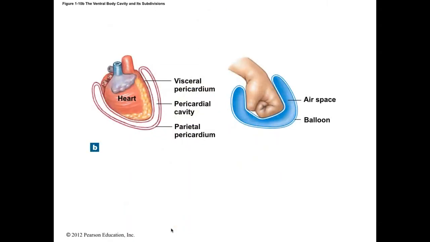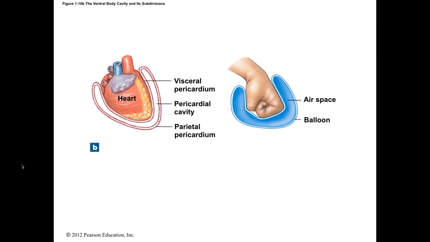So what we need to know about this, there are two important terms that I want you to understand: visceral and parietal. On the left, surrounding the heart, you see that it says visceral pericardium, and on the bottom left, it says parietal pericardium. Well, look at the picture on the right. You see the fist is pushing into the balloon. The layer that comes into contact with the fist is called the visceral layer. And then the layer off to the right, where it says balloon, that would be the parietal layer.